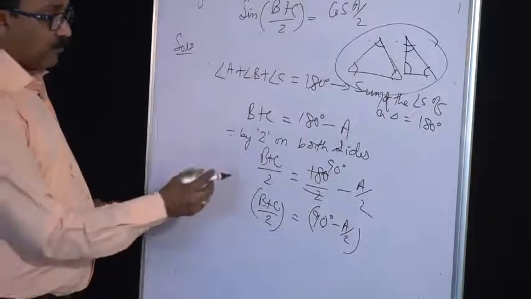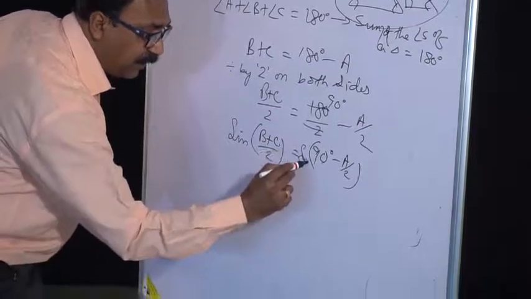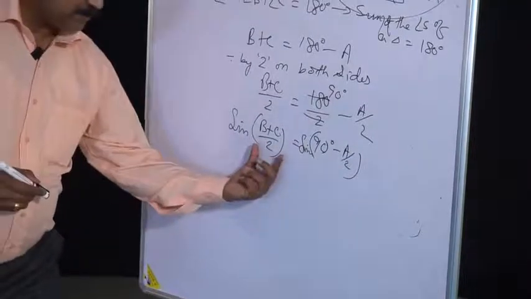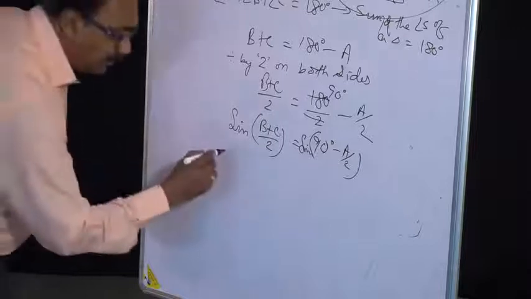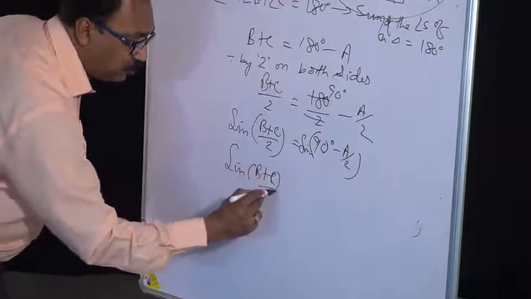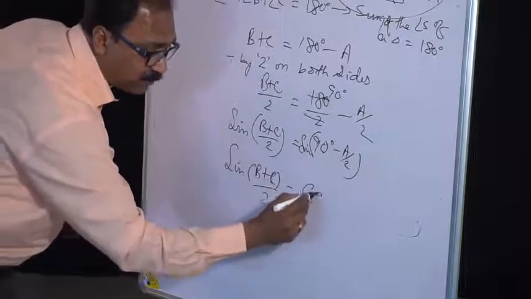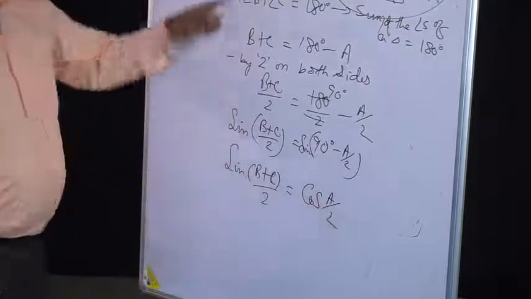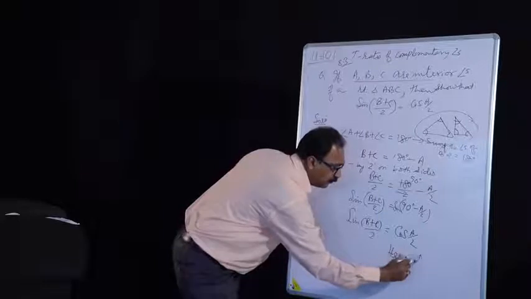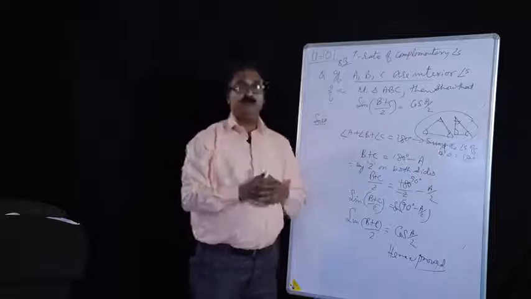Clear? So we consider sine on both sides: sine of (B plus C) by 2 and sine of 90 minus A by 2. Both sides sine, because the angles are equal. Now sine of (B plus C) by 2 is equal to sine of 90 minus theta. Think of it as theta. What is the formula? Cos theta, where theta is A by 2. Look at this, they asked to prove this. We got it, hence proved. So this is the way you can solve this type of question.